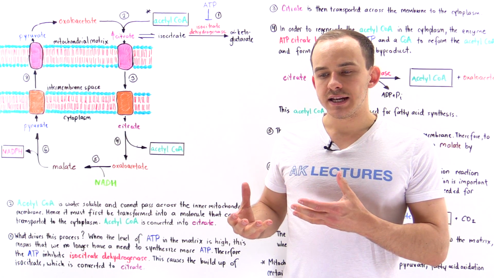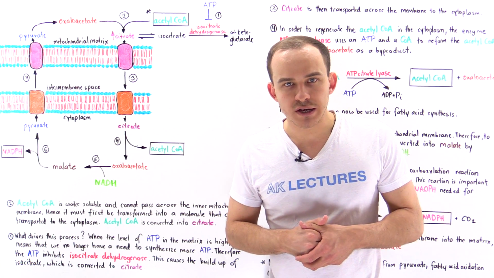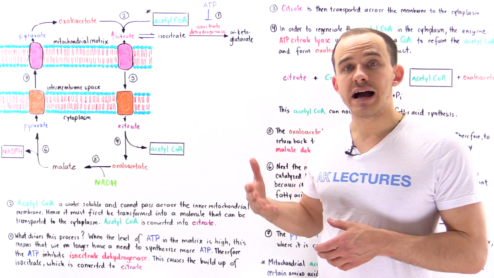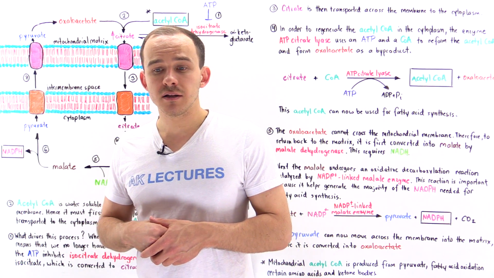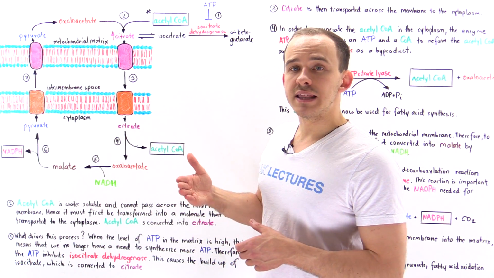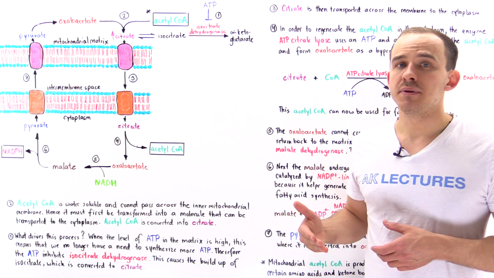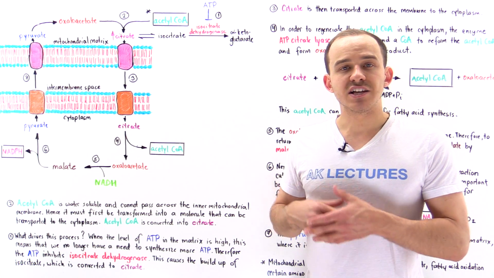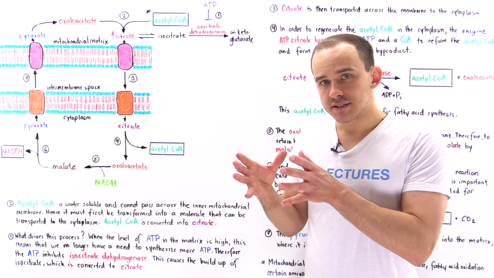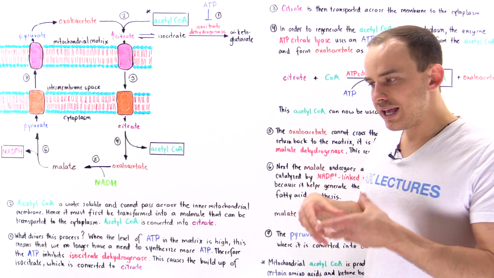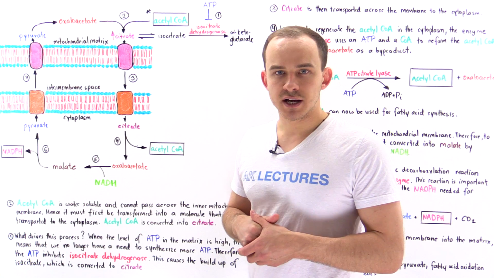Well, we obtain it in the matrix of the mitochondria via processes such as the beta oxidation of fatty acids. We also generate acetyl coenzyme A molecules via the decarboxylation of pyruvate, the catabolism of certain amino acids, as well as the breakdown of ketone bodies. But ultimately, this acetyl coenzyme A molecule is found in the matrix of the mitochondria.